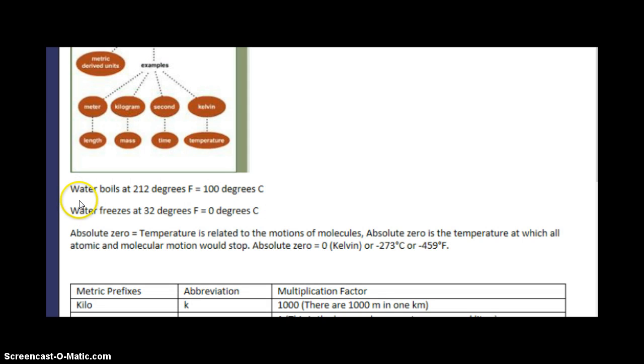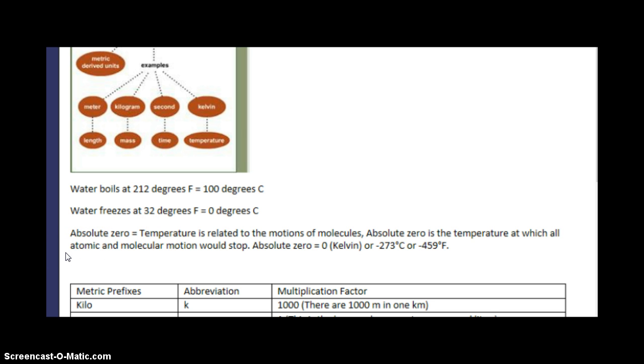All right, other important stuff that you should know. Water boils at 212 degrees Fahrenheit, which is the same as 100 degrees Celsius. Water freezes at 32 degrees Fahrenheit. It freezes at 0 degrees Celsius. So you need to know these. Again, I suggest making flashcards. Write it down.